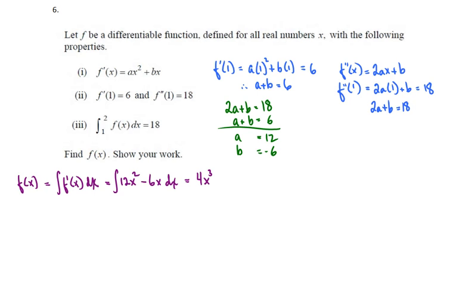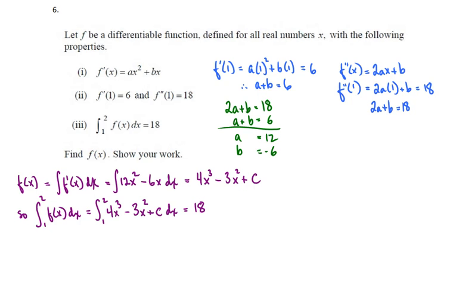and plus c. Now in all the information that we're given, we're not given any specific points on the curve f of x. So we still have to leave that c in there for right now. But we can use the definition of f of x to apply point 3 there. So the integral from 1 to 2 of f of x dx is the integral from 1 to 2 of 4x cubed minus 3x squared plus c dx. And we know from the given information that that has to come out to equal 18.